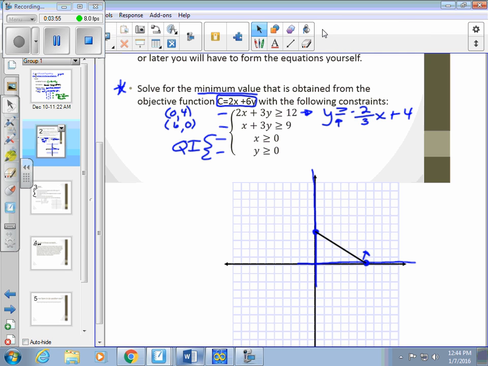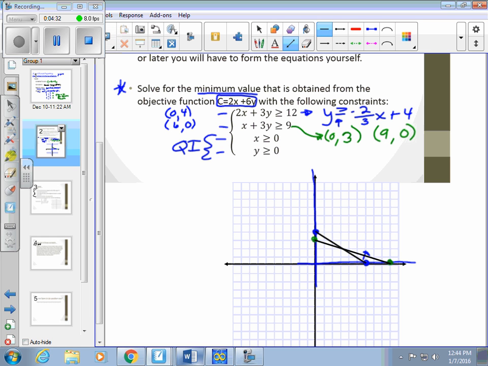The last constraint left to graph is this one here. Once again, I'm going to graph using my intercepts. If x is 0, then y is going to be 3. And if y is 0, then x is going to be 9. Using your intercepts gets you really good points without having to plot a lot of ordered pairs. So over 0 and up 3, and over 9 and up 0. Once again, I want my line as straight as possible so that it's as accurate as can be.